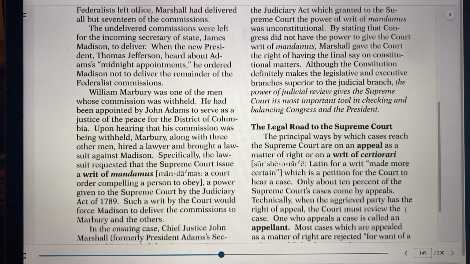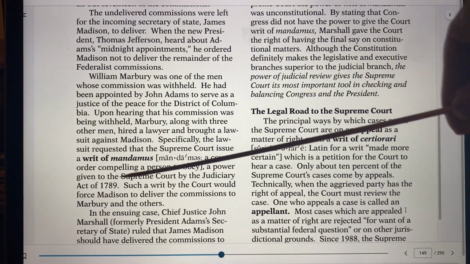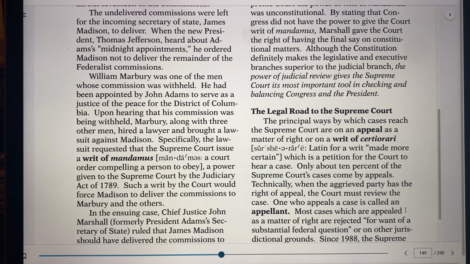So you want to write down here: writ of mandamus. And the writ of mandamus is just an order that's actually making the person obey something. This was a power given to the Supreme Court by the Judiciary Act of 1789, this writ of mandamus. They have the power to say, yes, you have to do this.